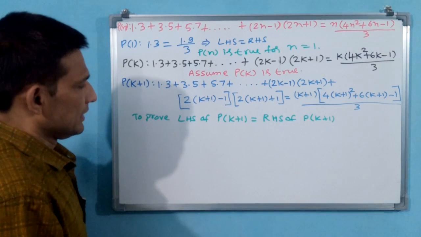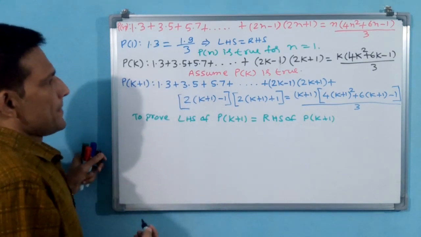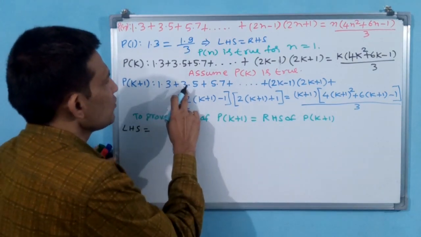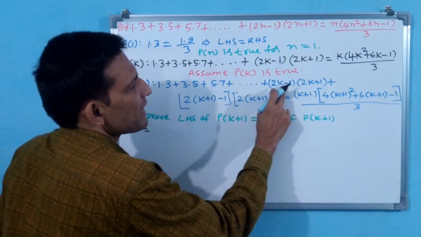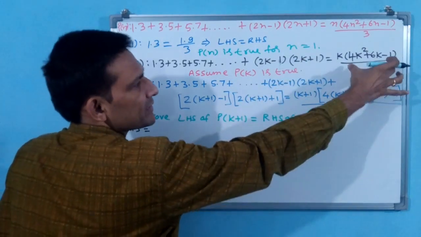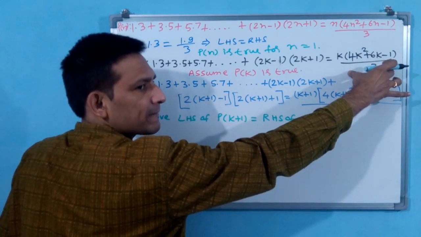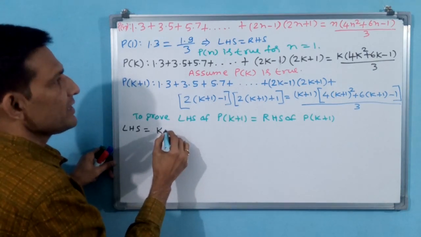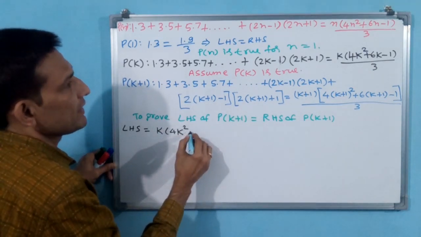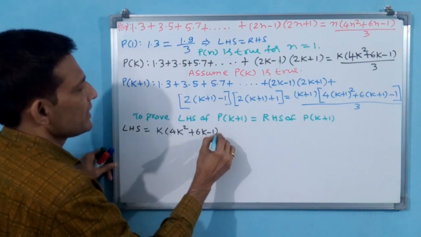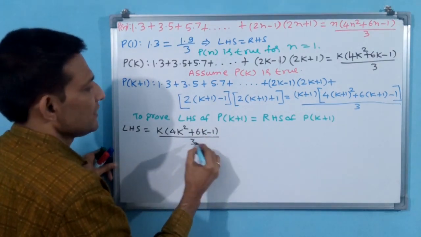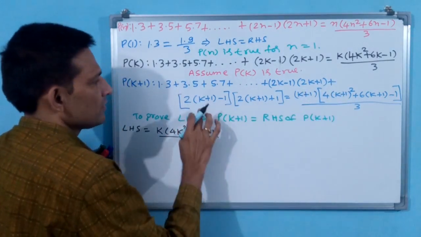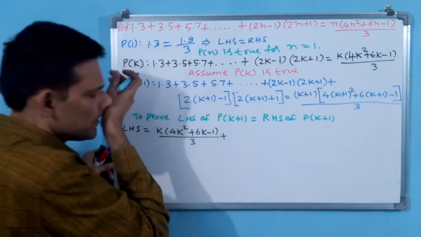Let us take first LHS. LHS is equal to 1 into 3 plus 3 into 5 plus 5 into 7 up to (2k minus 1)(2k plus 1). This equivalent formula or statement you can copy: k(4k square plus 6k minus 1) divided by 3, then plus this thing you have to write. LHS only you have to take. Now RHS you should not take now.